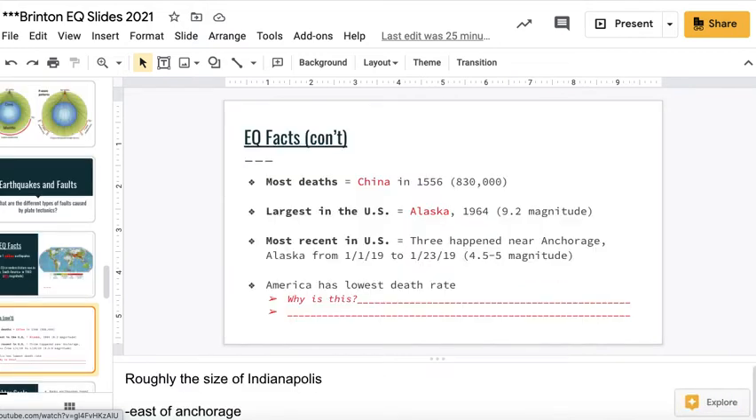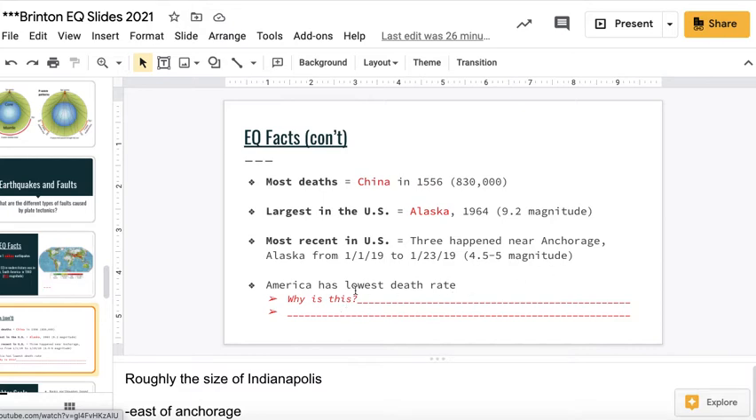Some more facts about earthquakes. Most deaths occur in China, and the worst one was in 1556. There were 830,000 individuals that died. The largest in the United States was in 1964. It was a 9.2 magnitude, and it was in Alaska. The most recent 3 that happened near Anchorage were back in 1999, and they were 4.5 to 5 magnitude.